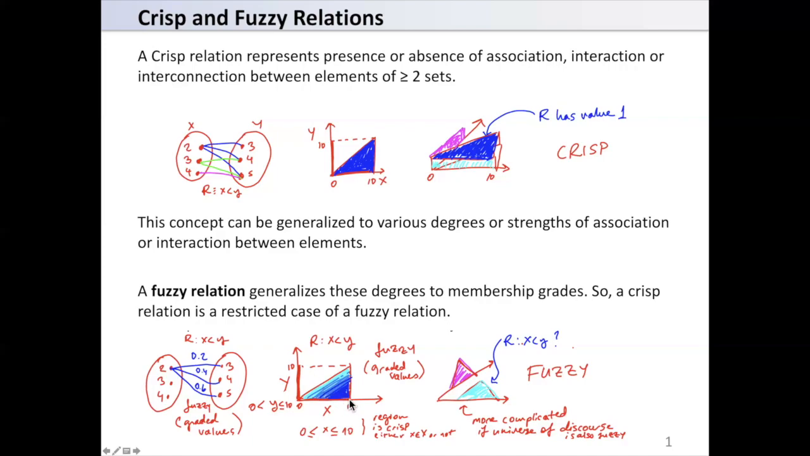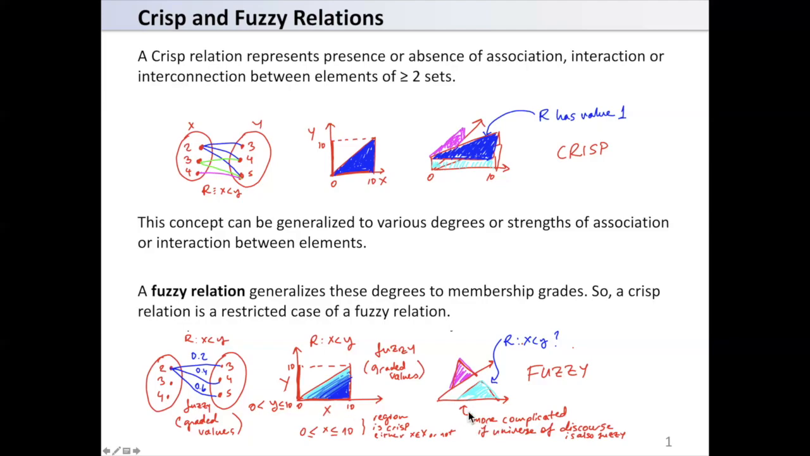And on this side, as we get closer to the x-axis, the membership value is closer to 1, and it gets smaller and smaller, approaching 0 as we get closer to the line y equals x. So we have fuzzy graded values. Here, x and y are the sets for which the membership value is 1.